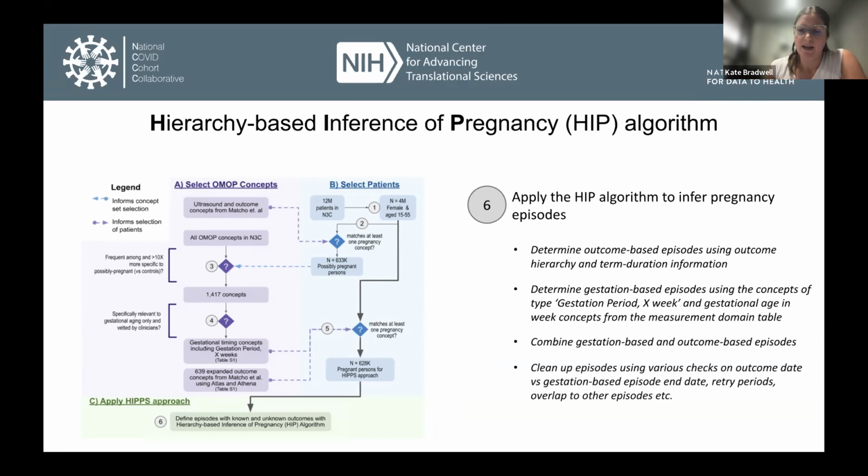and then did various checks on outcome date versus gestation-based episode end date, and retry periods. When one pregnancy ends, there has to be a minimum amount of time before a subsequent pregnancy can start. That's the concept of retry periods. So she checked between the episodes whether a sufficient retry period had taken place, and then also removed or cleaned up the episodes based on overlap with other episodes.